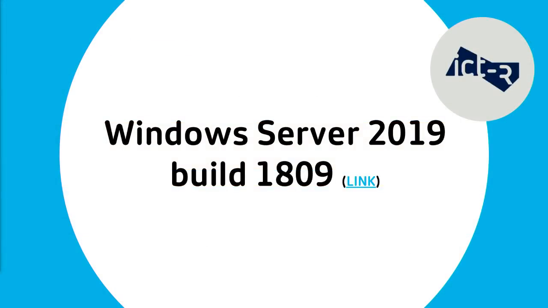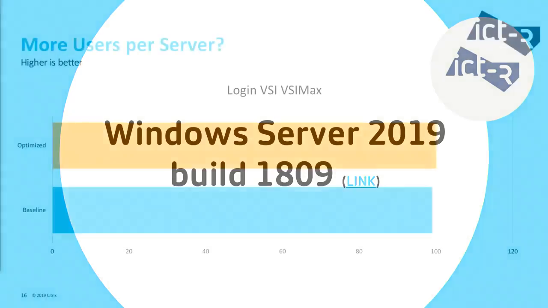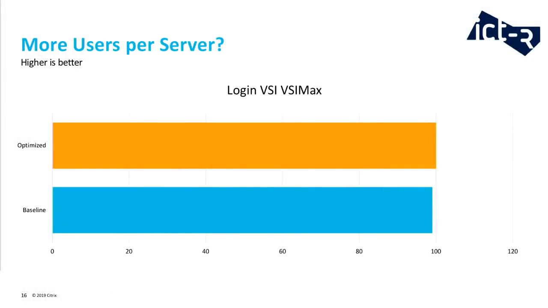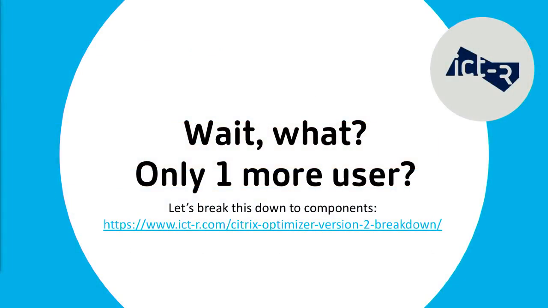So that was Windows 10. Now we are going to look at Windows Server 2019. And as expected, once we optimized the Windows Server, we can get more users on the physical hardware. And we went all the way up from 99 to 100 users. And here I usually like to see if people are sleeping or they are paying attention. And yes, there's only one more user that was added.